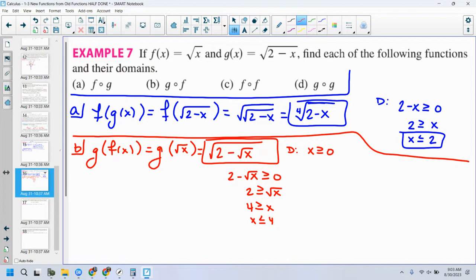Do you see how I have the two different domains? One from the innermost function, one from the final. Combine the two. So my full domain here is 0 to 4. Greater than or equal to 0, yet still less than or equal to 4. Those are the only possible numbers I could plug in.